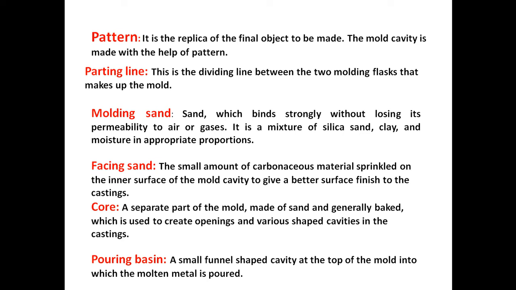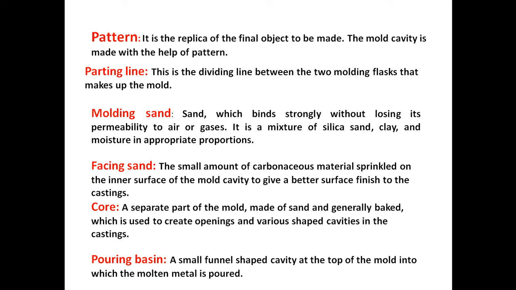Molding sand, it is a sand, but how is this sand different from general sand? It has specific properties. It is a mixture of silica sand, clay and moisture in appropriate proportions. So the mixture of silica sand and clay is something which forms a molding sand. Not all sands can be used as molding sands.